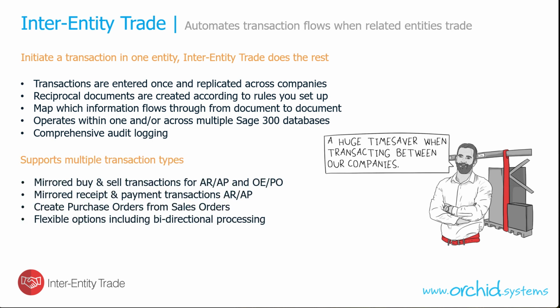Inter-entity trade supports various transaction types, including mirrored buy and sell transactions using AR and AP, IE and PO. When settling these transactions, you can use mirrored receipts and payments through AR and AP. You can also create purchase orders from sales orders with flexible configuration options, such as bi-directional processing, allowing you to initiate transactions in one company and ship, invoice, or settle them in another.